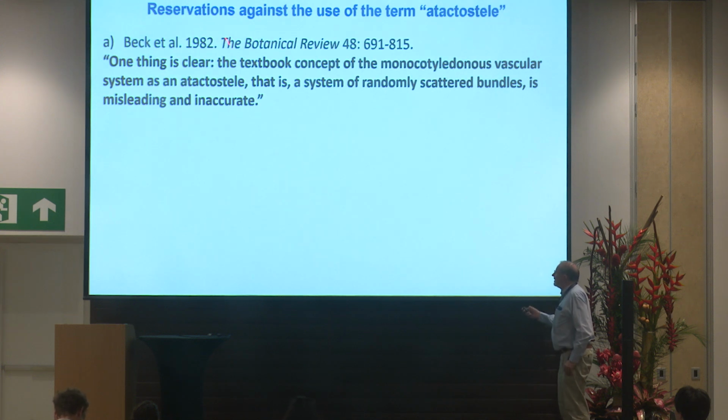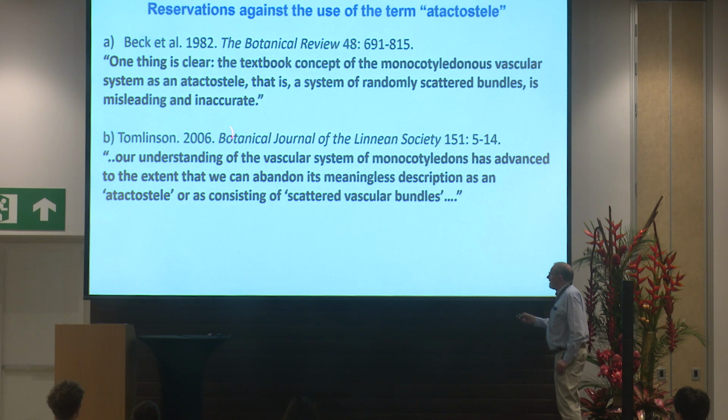Back in 1982, already stated the textbook concept of the monocotylous vascular system as an atactostele, that is, a system of randomly scattered bundles, is misleading and inaccurate. Second, Tomlinson, 2006: Our understanding of the vascular system of monocots has advanced to the extent that we can abandon its meaningless description as an atactostele or as consisting of scattered vascular bundles.